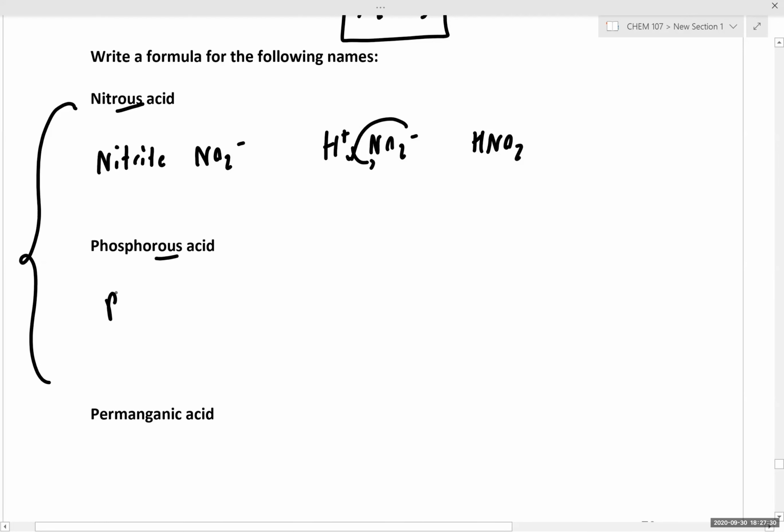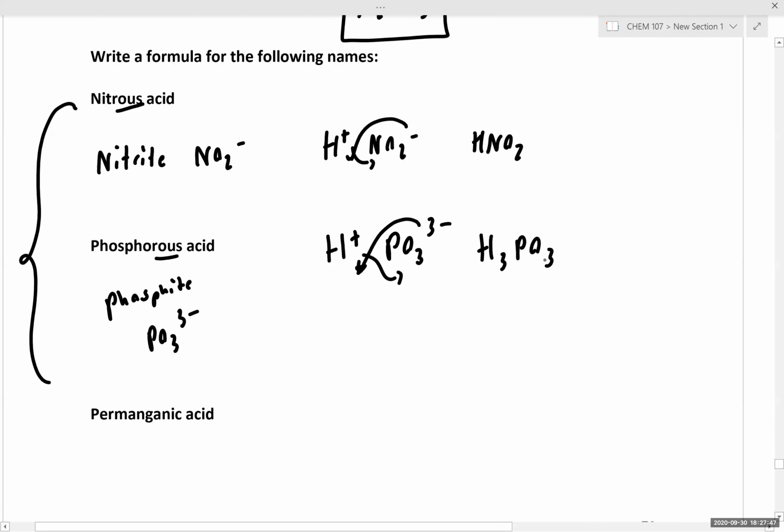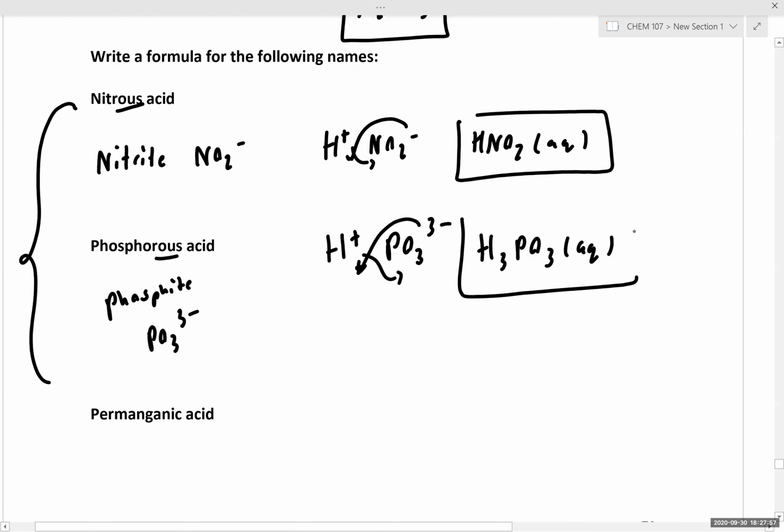Phosphorous acid is derived from phosphite, which is PO3 3 minus. So we have H plus and PO3 3 minus. We cross our charges, and that gives us H3PO3. And we should have aqueous symbols at the end of each of our proposed formulas. Does this make sense to everyone so far?